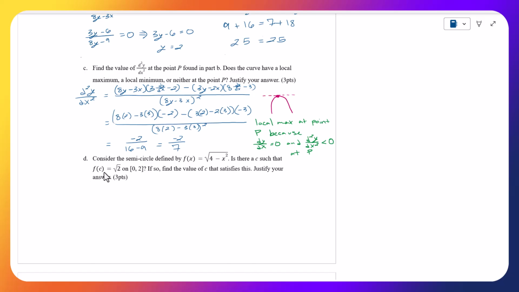Is there a c such that f of c equals square root of 2? Well, that's important. Which of our theorems guarantees that f of c equals some value? So we're triggering some alarm bells here. Which conclusion will help us get to this answer? That would be our intermediate value theorem, because intermediate value theorem talks about our function value. So we need to do something with IVT here.